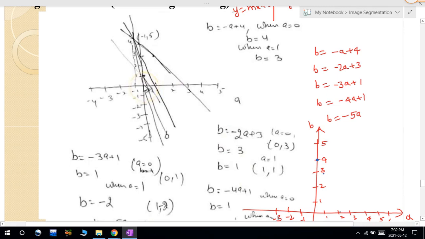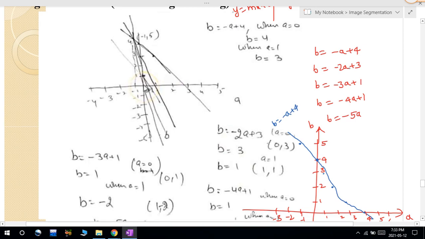Next, whenever a value is 2, then b value is also 2, because 4 minus 2. When a is 3, I get b as 1, and when a is 4, I take 4 minus 4, so I get b as 0. If I take a as minus 1, I get b as 5, because minus 1 of minus 1 is plus 1, so 4 plus 1 is 5. So for each point I get this kind of equation. For the first one, this is nothing but b equal to minus a plus 4.